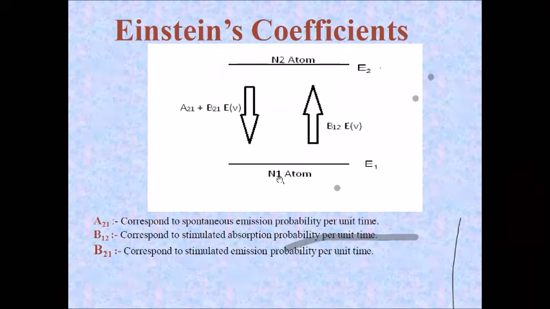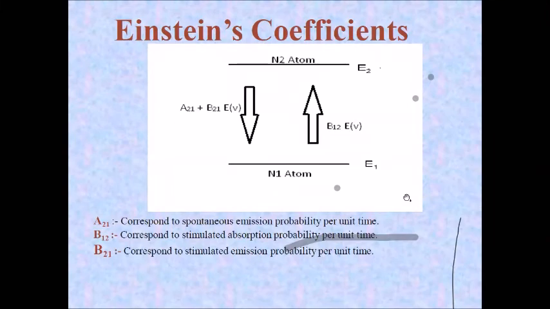Now the movement of an atom from a lower energy state to a high energy state will depend, obviously, on how many atoms there are per unit volume. Say we have these two energy states, E1 and E2. In E1 we have N1 atoms per unit volume, and in energy state E2 we have N2 atoms per unit volume.